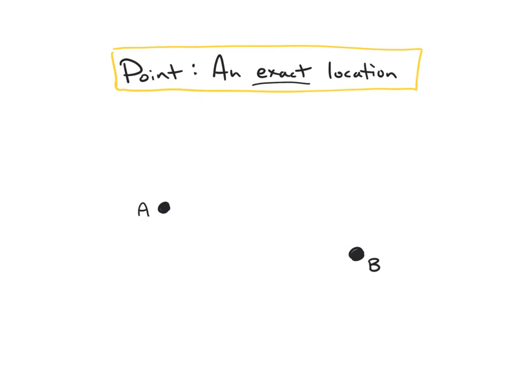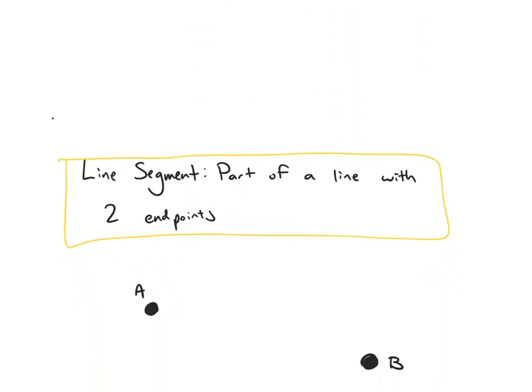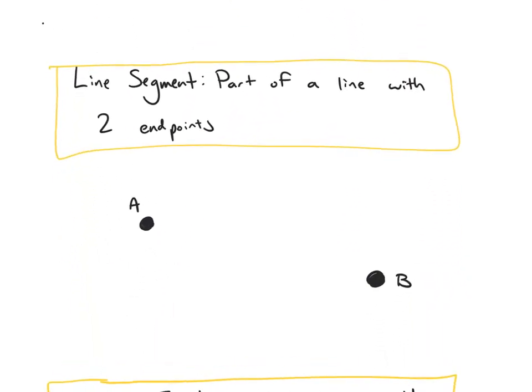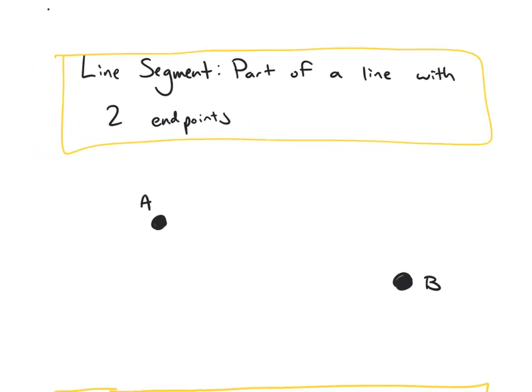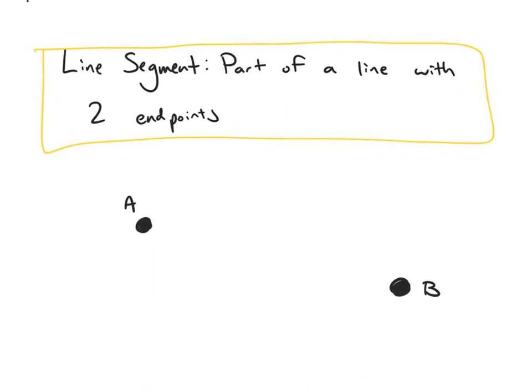Now, if we move down below, we can look at our next term, which is a line segment. And you can see that I already have my points set up from the previous problem. So we have point A right over here and point B right here. And so what we're going to be doing with these 2 points is creating a line segment. A line segment is part of a line, so it's just part of a line, and it has 2 endpoints. So that means it stops at 2 points. So in this case, the endpoints are going to be point A and point B.